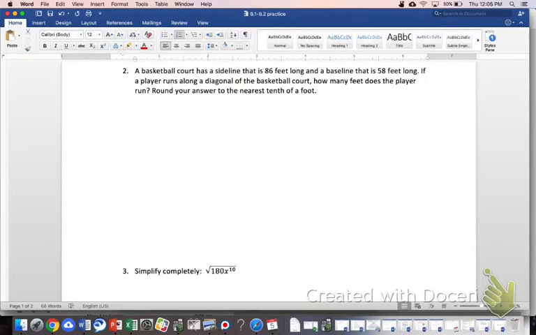So I'm going to just draw a quick picture of this. A basketball court, of course, is a rectangle, and we are told that it is 86 feet long and 58 feet wide at the baseline. If a player started in one corner and ran to an opposite corner like such, that would define a diagonal. We want to know how far they would run.